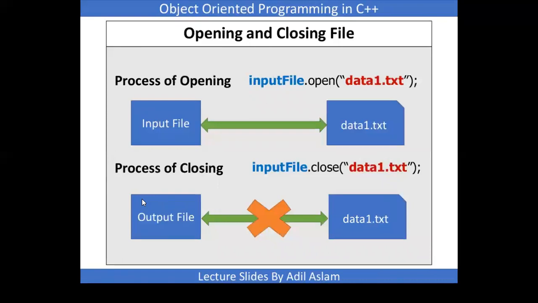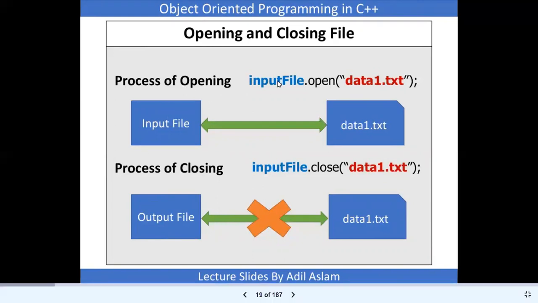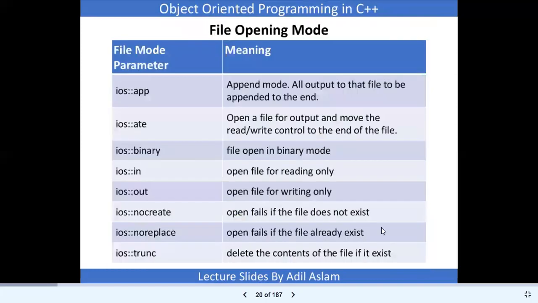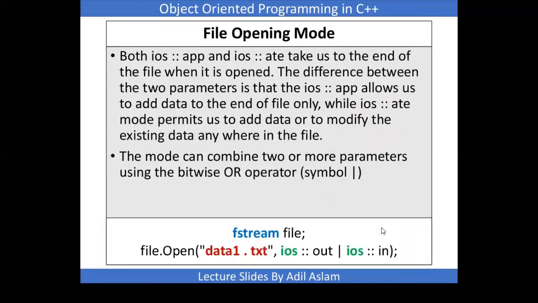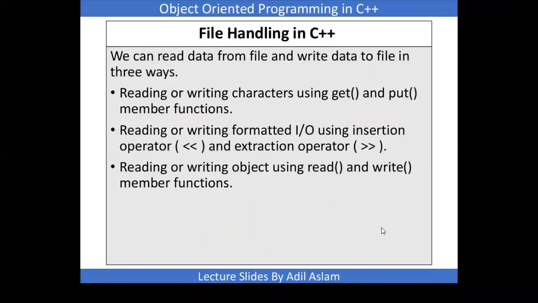But here comes the process of opening and closing the file. When the file is opened, we use the file object, input file dot open, and we give the name of the file that we want to open. With this, the file will be connected with the input handler. When we close, we are actually disconnecting the handler from the file. Clear? And these are the opening modes that we have covered. File opening modes were all covered in our previous lecture, so we are going on to the next topic.